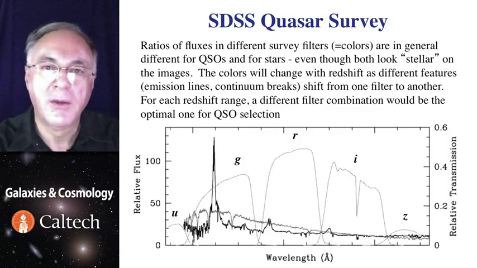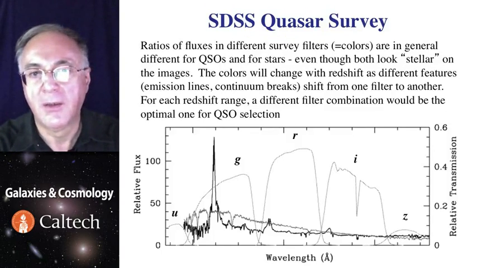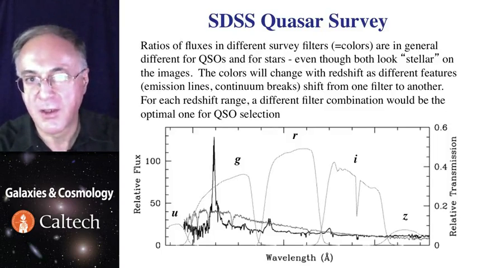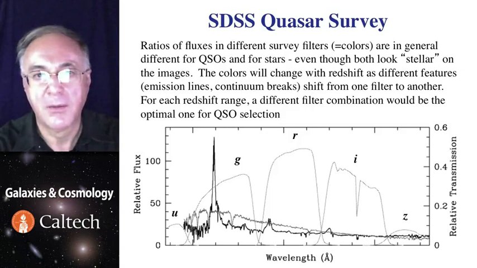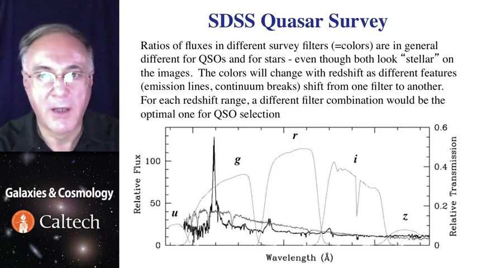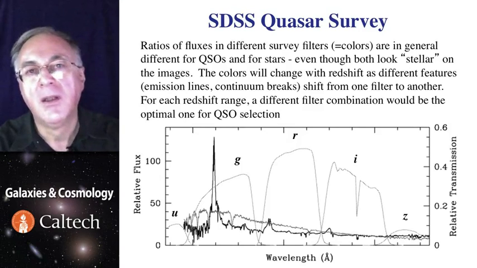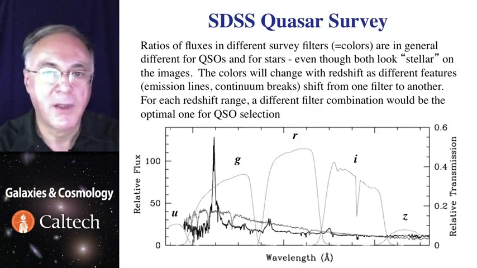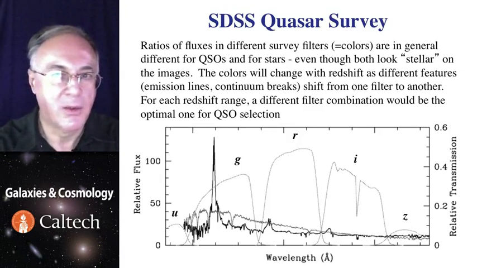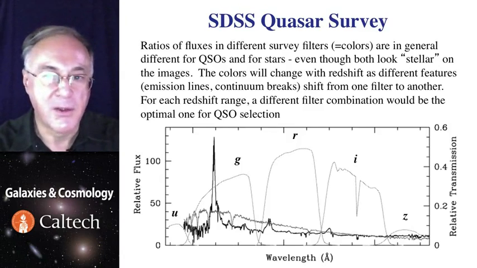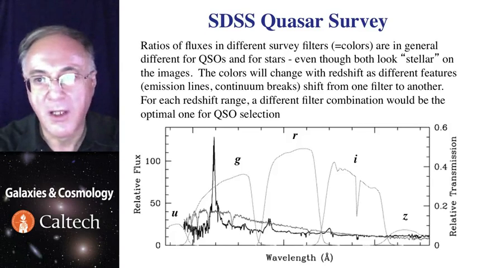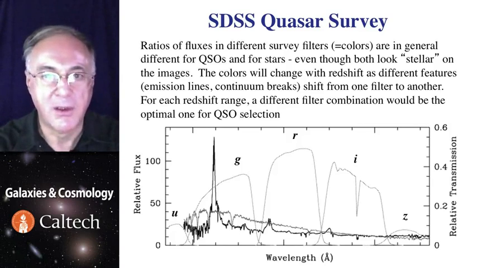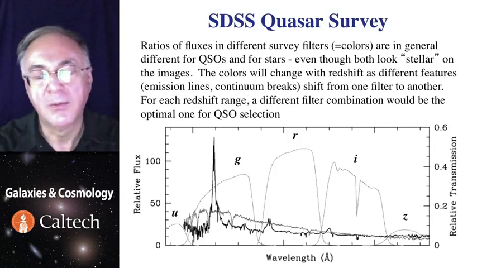I mentioned the Sloan Quasar Survey, and that was a component of the larger Sloan Digital Sky Survey. They imaged the sky in 5 filters. They covered of the order of 1/2 of the sky, maybe a little less. And using ratios of fluxes in these filters, they can separate quasars from stars. Quasars look like stars, that's why they're called quasars. That stands for quasi-stellar object. But of course, they're very different once you take the spectrum.